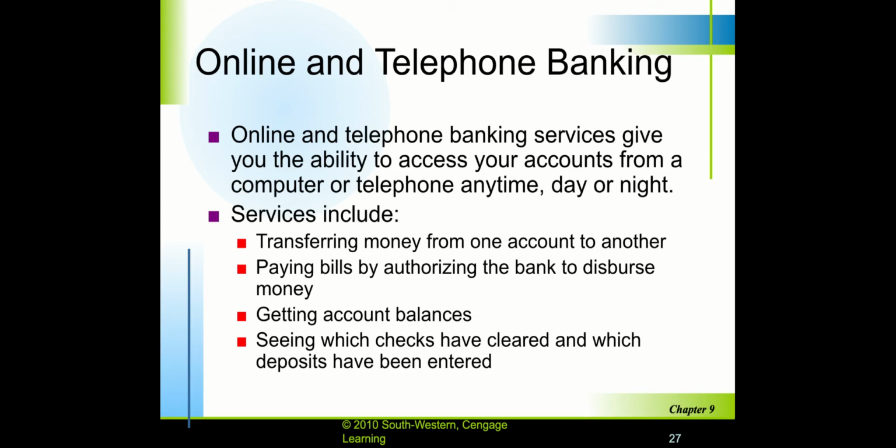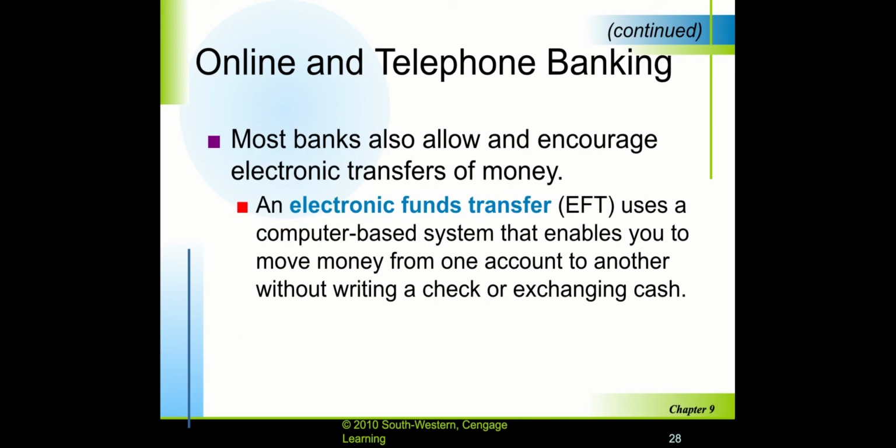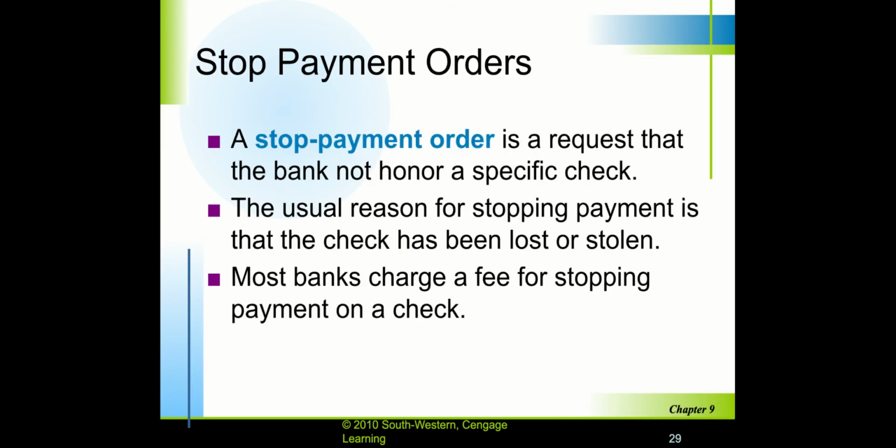Online banking. I don't even really understand what telephone banking is, but let's just talk about online banking. You can do pretty much anything online now. Transfer money, pay bills, get your account balances, see which checks have cleared, etc., using your online account. Electronic transfers of money are things that you can do. It's like Venmo. You can send money through your bank from one person to another, or from one business to another. That's what electronic funds transfer is.